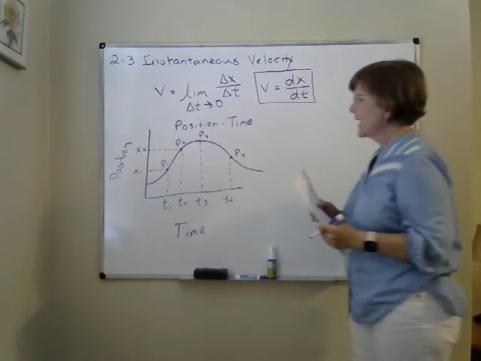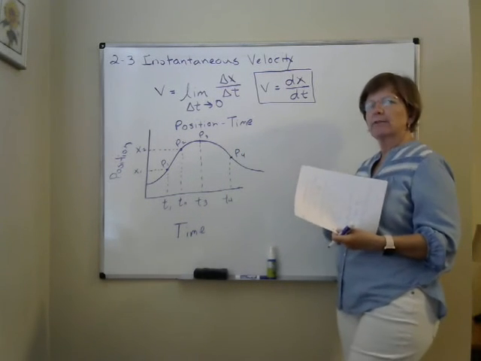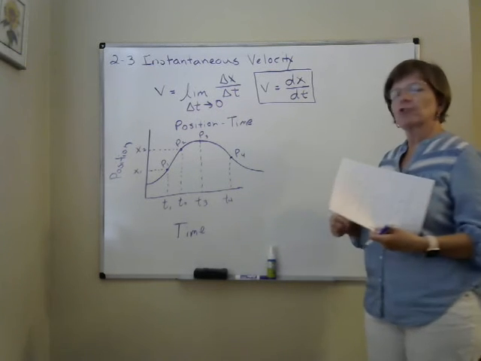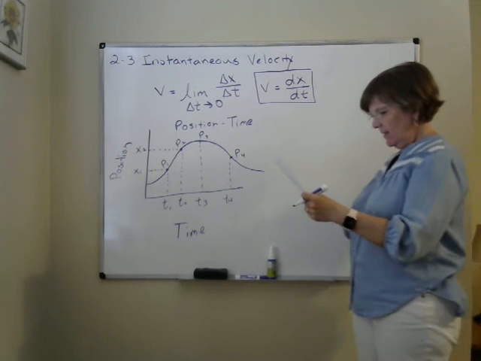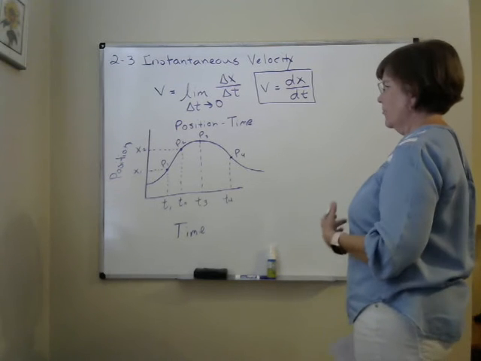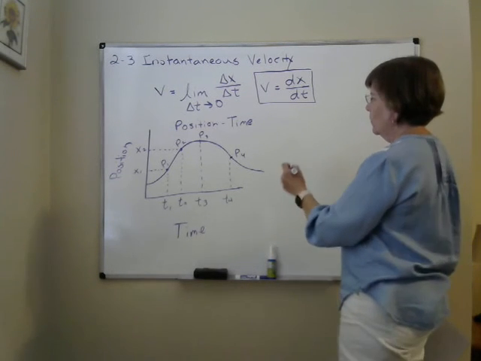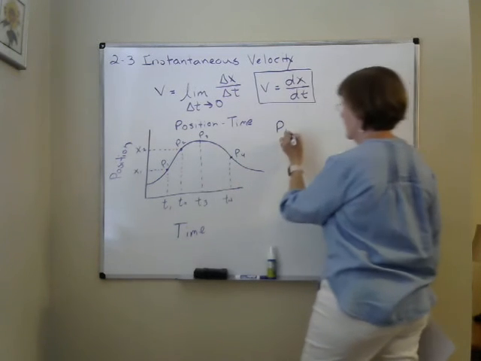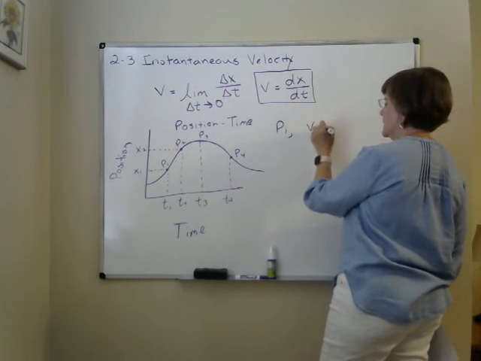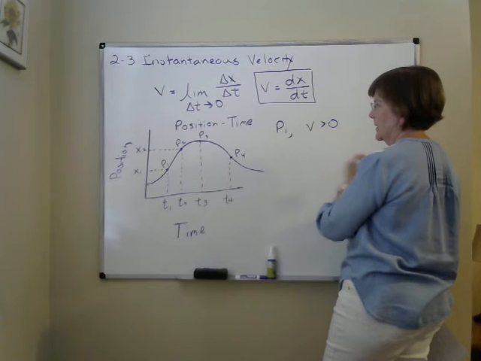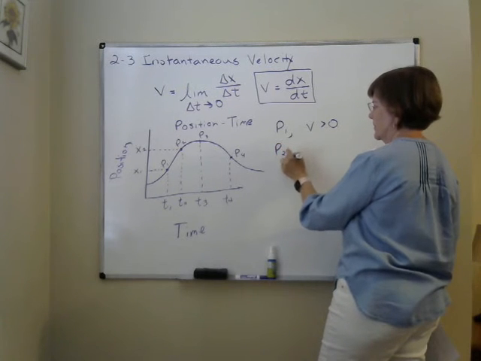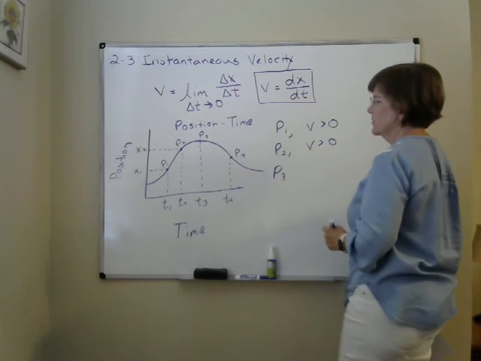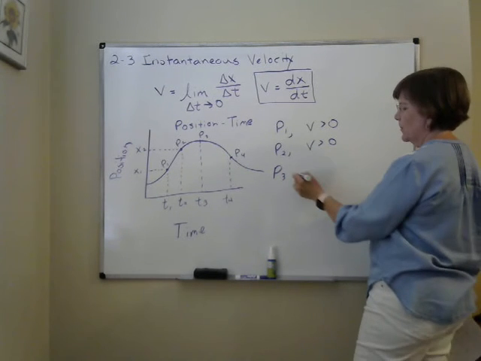We can look at position as a function of time. The derivative is essentially the slope. So we can tell just by looking at our graph that at P1, the slope is positive, so we can tell that the velocity is positive. Same thing for P2. Velocity is positive. If we look at the third position, it looks like the slope is 0.